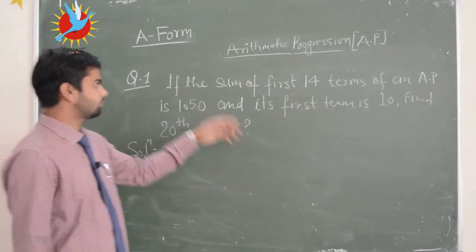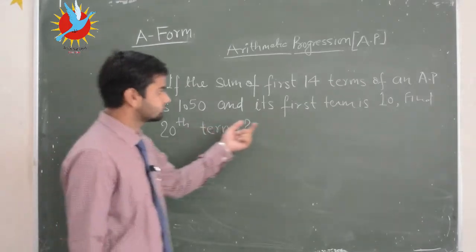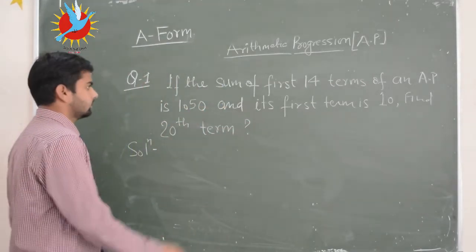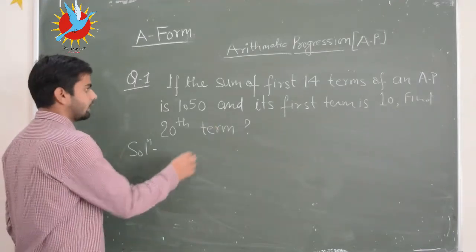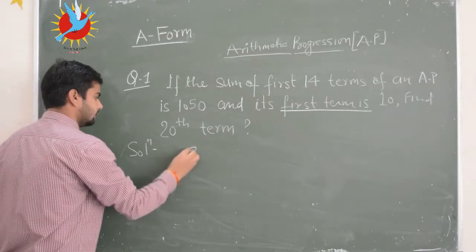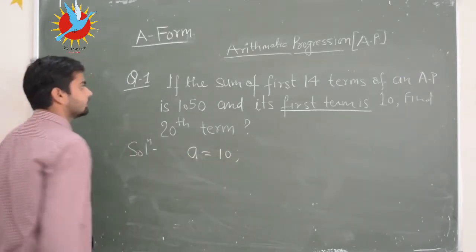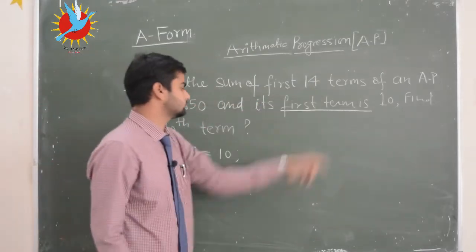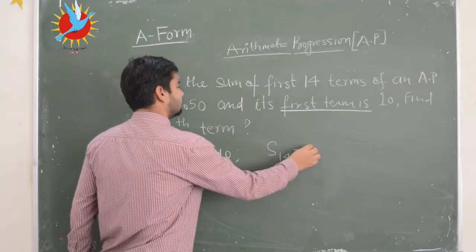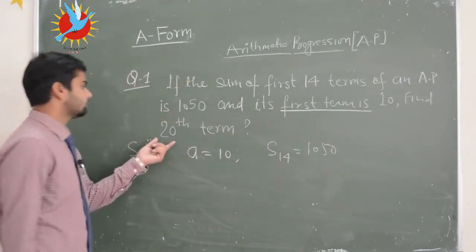If the sum of the first 14 terms of an AP is 1050 and its first term is 10, find the 20th term. In this problem, the first term is already given, and we denote the first term with a, so the value of a is 10. The sum of the first 14 terms, that is S14, is given: S14 is equal to 1050. And we want to calculate the 20th term.